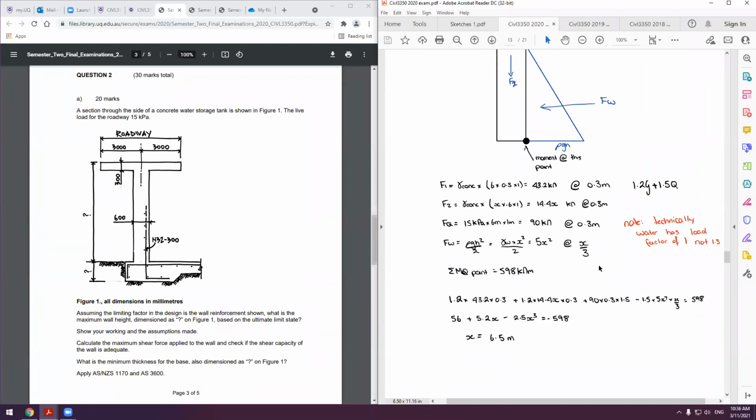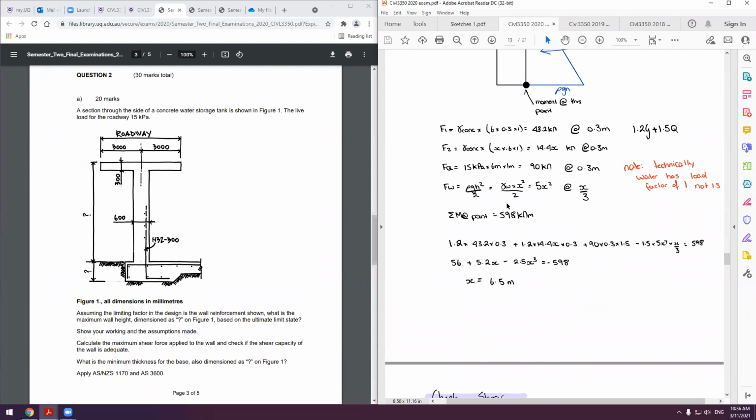A note, technically water has a capacity factor of 1, not 1.5. I don't actually know where that comes from, but it is a thing that I have designed to. That's just a note.